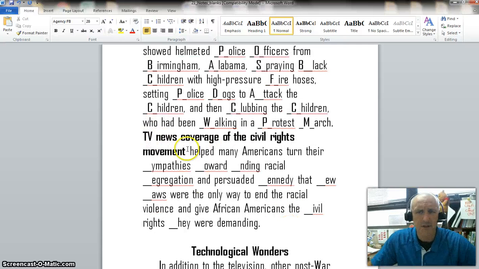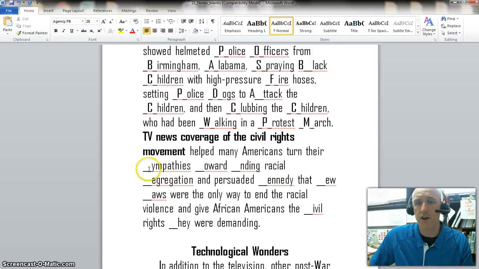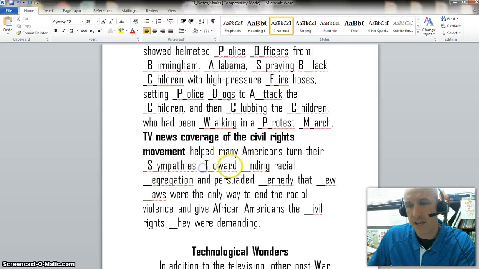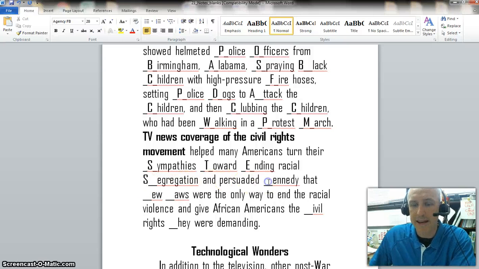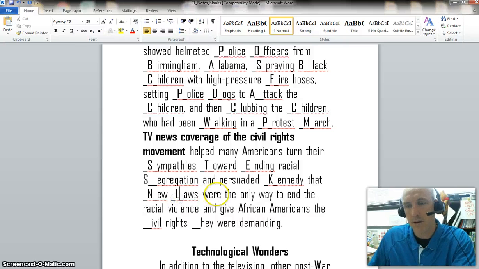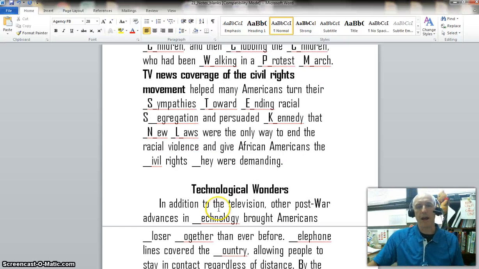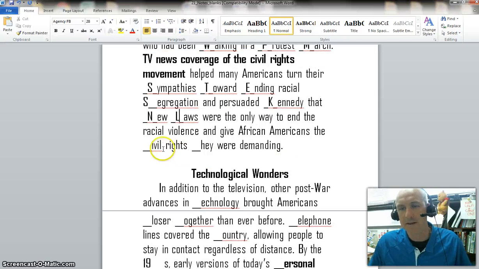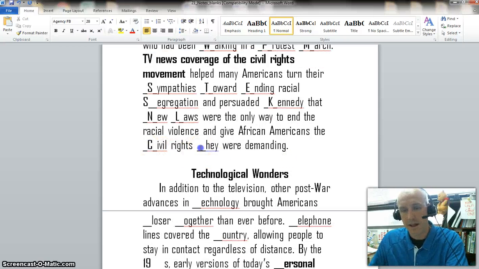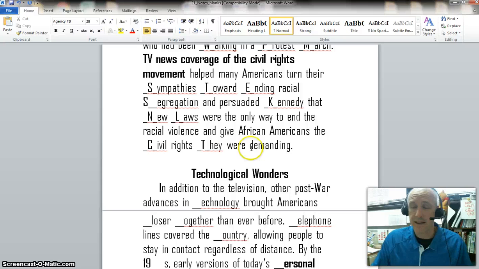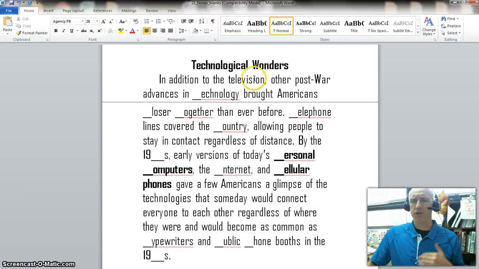TV news coverage of the civil rights movement helped many Americans turn their sympathies toward ending racial segregation and persuaded Kennedy that new laws were the only way to end the racial violence and give African Americans the civil rights they were demanding and they deserve. Very good. All right, technological wonders, some things that will be invented.